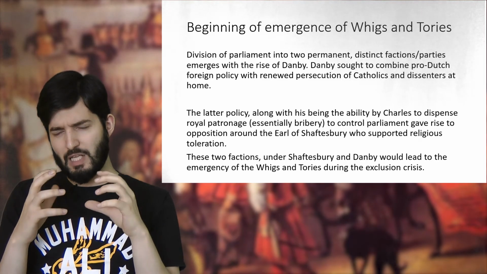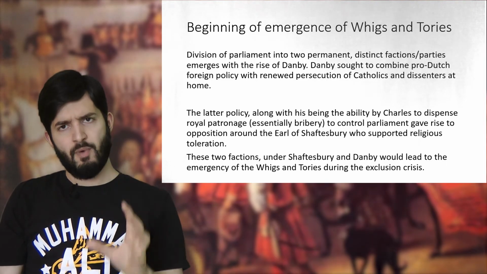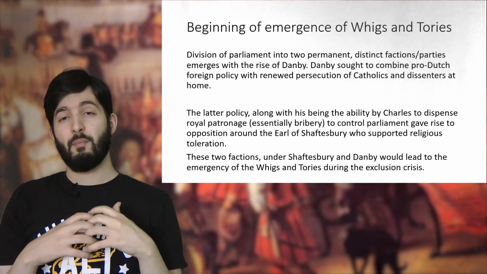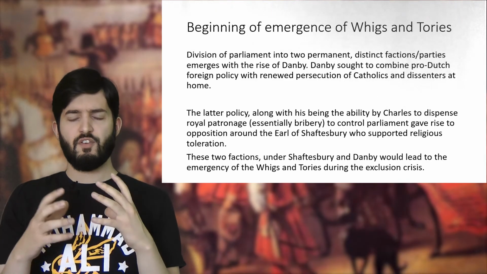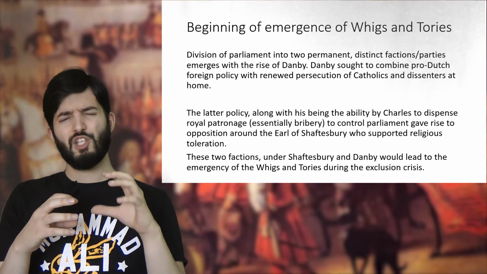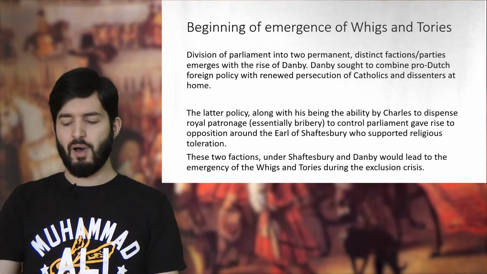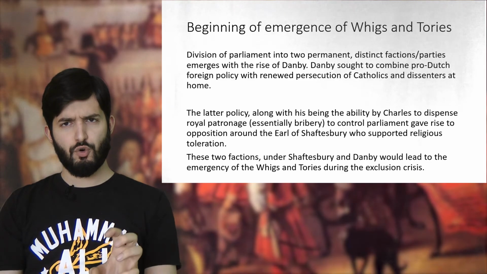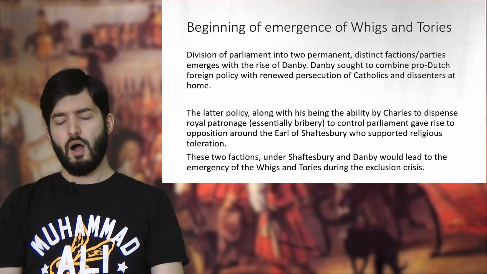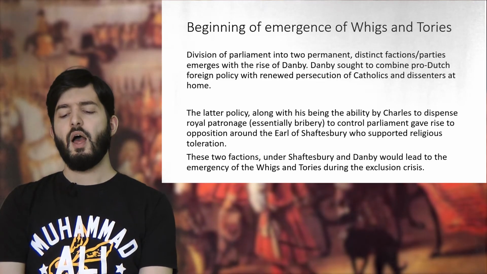And so you get these two factions beginning to emerge in response. These two factions under Shaftesbury and Danby would lead to the emergence of the Whigs and Tories, what would come next, known as the exclusion crisis. So if you ever Google Whigs and Tories and their emergence, you'll often read that they emerge during the exclusion crisis, but they actually begin to emerge before that with the rise of Danby as a dominant figure in Parliament. So these two figures are really crucial in the development of those two factions. And so I'll come back to who the Whigs and Tories are when I discuss the exclusion crisis.